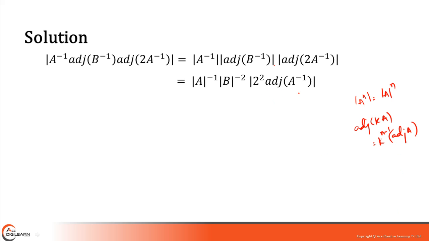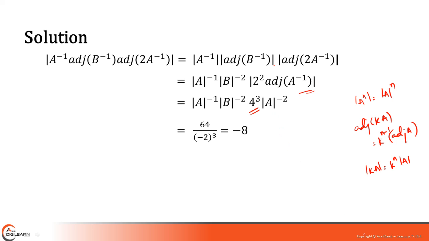We can write 2 square of adjoint A inverse, which we can simplify as 2 square, 4. If we apply the property det of kA is k power n det of A, we get 4 cube of det A power -2. By substituting the given values of det A and det B, we get the value -8. So the value of k is 8.